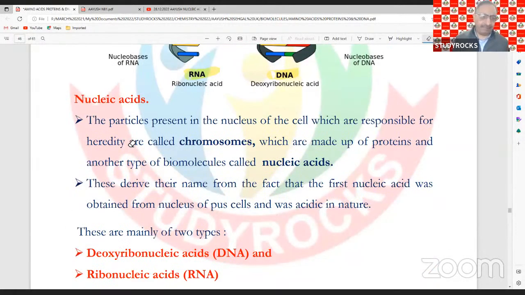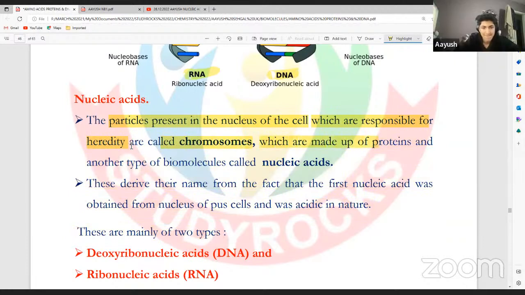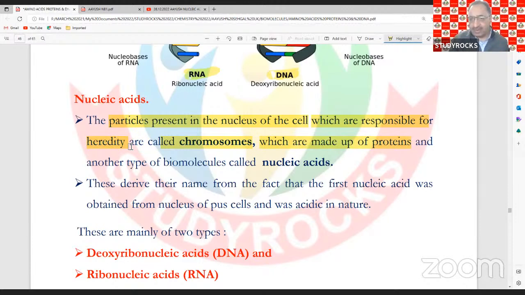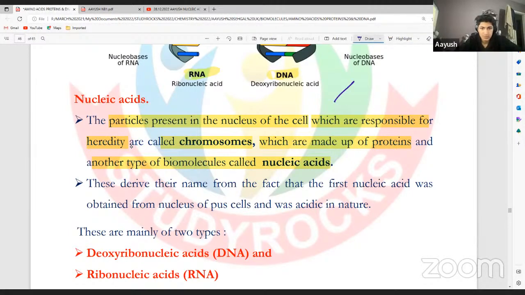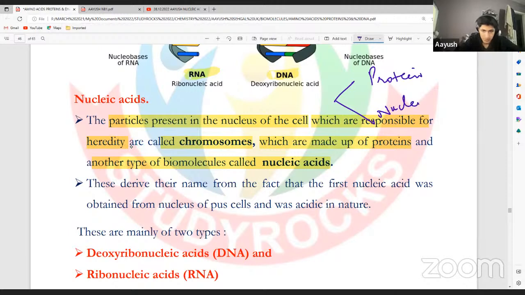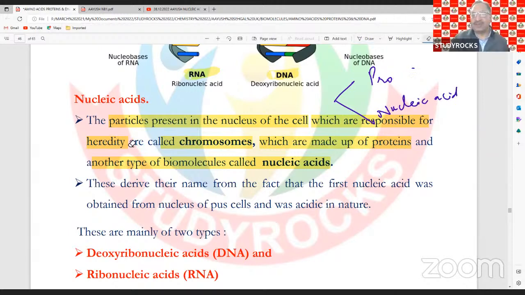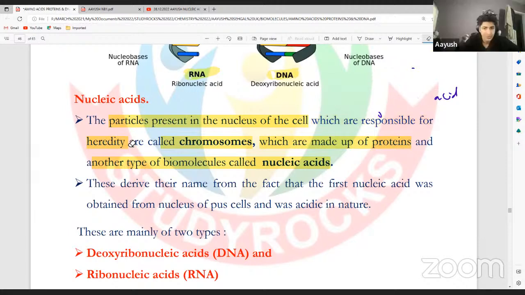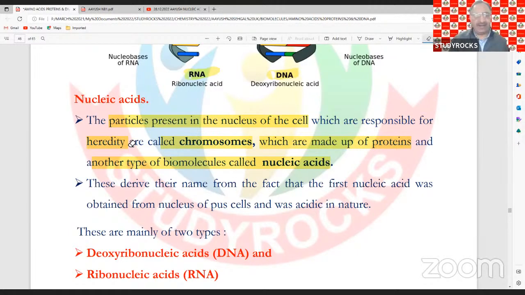I'll be taking up a brief. As in bio, you have studied that the particles present in the nucleus of the cells which are responsible for heredity are called chromosomes. You know it very well. They are made up of proteins and another type of biomolecules called nucleic acids. Chromosomes are made up of two parts: one is the protein part, and the other is the nucleic acids. And it is the nucleic acid which is practically responsible for heredity. Ultimately we'll be studying that DNA part.